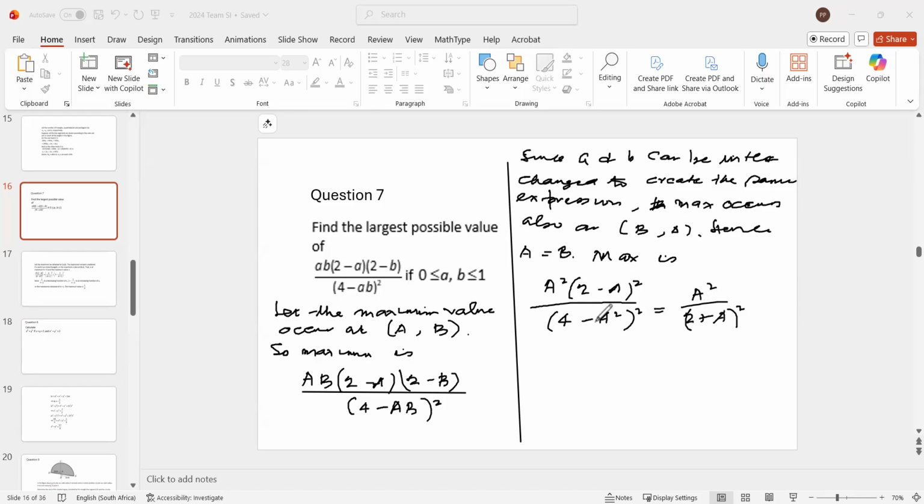Okay. This is 2 minus A into 2 plus A, so this is what remains. And this is the same as A over 2 plus A, all squared.